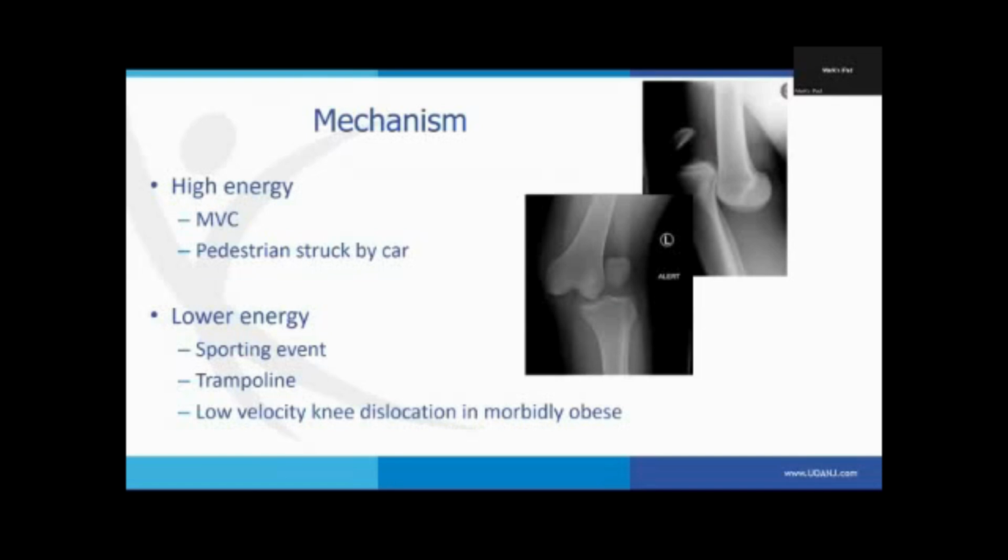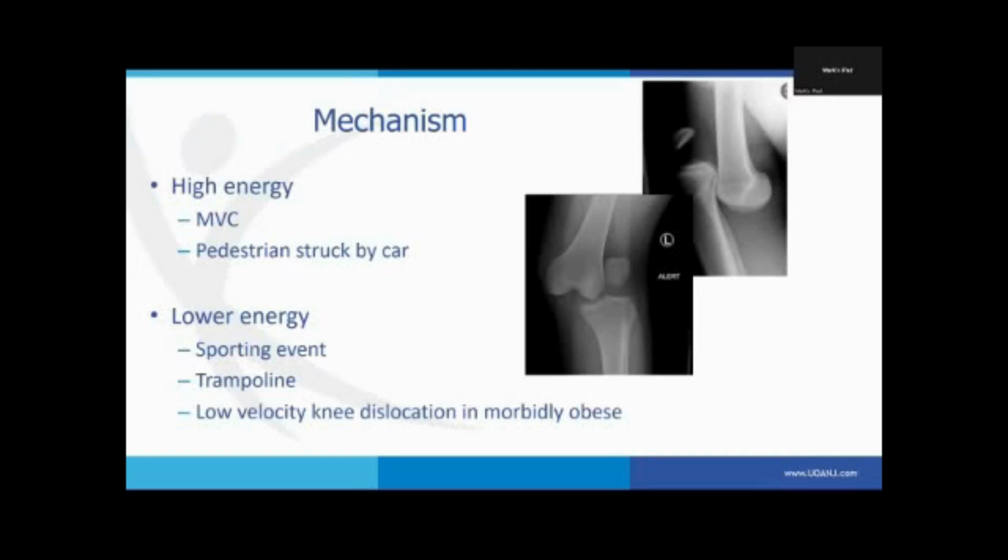So I just mentioned high energy. High energy is often what we see at the trauma center, the people struck by cars, the motorcycle accidents. And then in the literature, it's often divided into lower energy, so sporting events and trampolines. But as we just saw, that's not a very low energy injury. It's just not as high energy as the motor vehicle accidents.